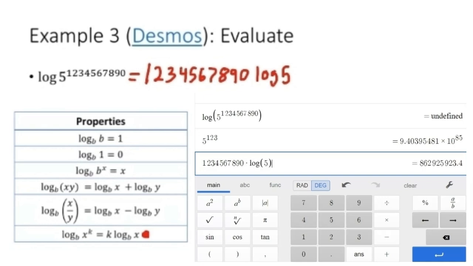Now because log of 5 will be irrational, going by Desmos' rounding, we get 862,925,923.4 as the approximate value of log of 5 raised to the 1, 2, 3, 4, 5, 6, 7, 8, 9, 0 power. Without using these properties, we would not have been able to evaluate this value the way it's currently written with technology. So that is one of the uses of these properties, is they can turn really large numbers into really small numbers, which will allow technology to handle them.